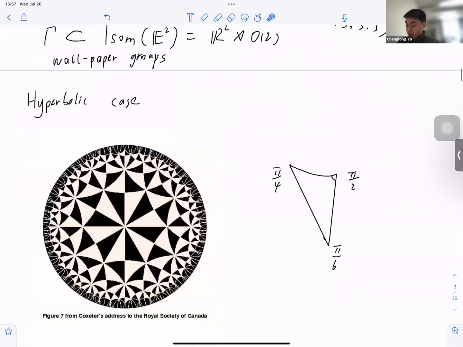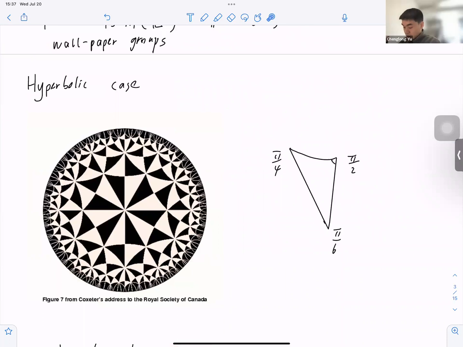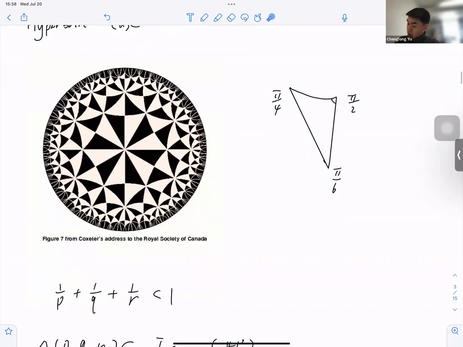So this is one of the examples by Coxeter. This is a tiling of the hyperbolic ball of 1 dimension, or upper half plane if you prefer. Then on this hyperbolic ball, we form all these triangles, and the edges are just geodesics on the hyperbolic ball. And from the curvature condition, we know that if each angle is pi over p, pi over q, and pi over r, then 1 over p plus 1 over q plus 1 over r is less than 1.